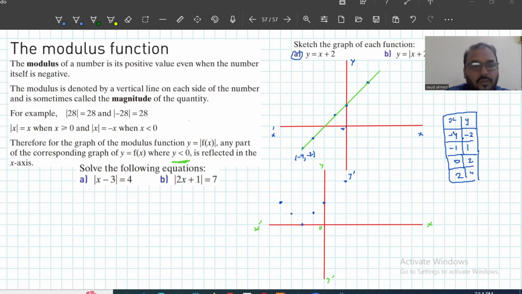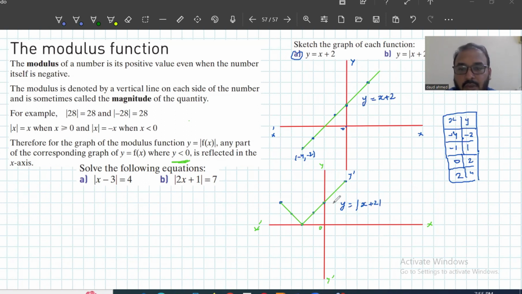So your new shape will be what? This is the line. These values will not change, and the values where y is less than 0, meaning the negative values of y, will change into positive, and after this you will get this shape. This sketch shows y is equal to modulus of x plus 2.